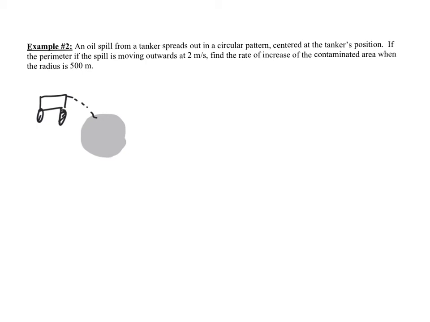So let's highlight some important information. They're telling you that the perimeter of the spill is moving outward at a rate of 2 meters per second. Perimeter is a fancy word for saying circumference. So the circumference formula that we probably should know is 2 pi r. And we know from this information that the perimeter or circumference is changing at a rate, derivative, of 2 meters per second. So my dC/dt, the change in circumference over time, is 2.